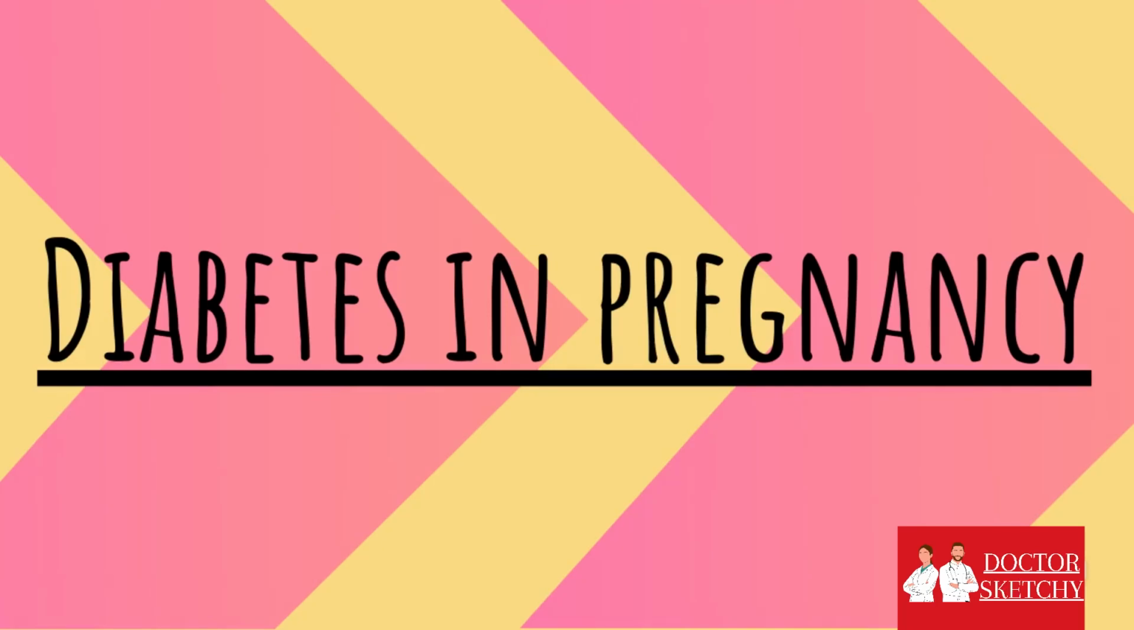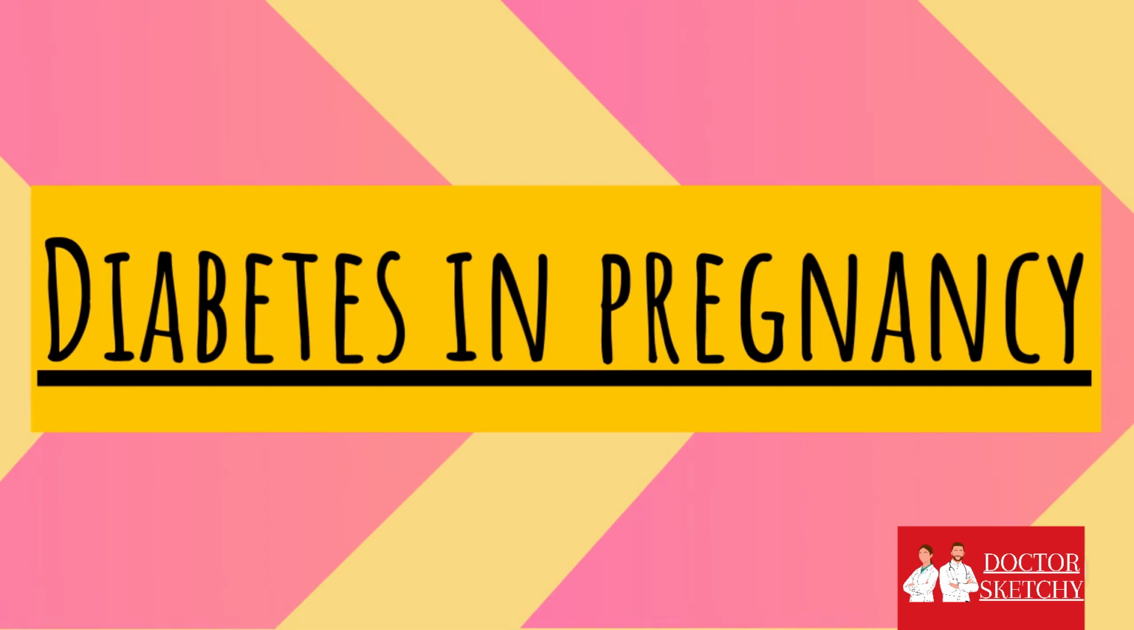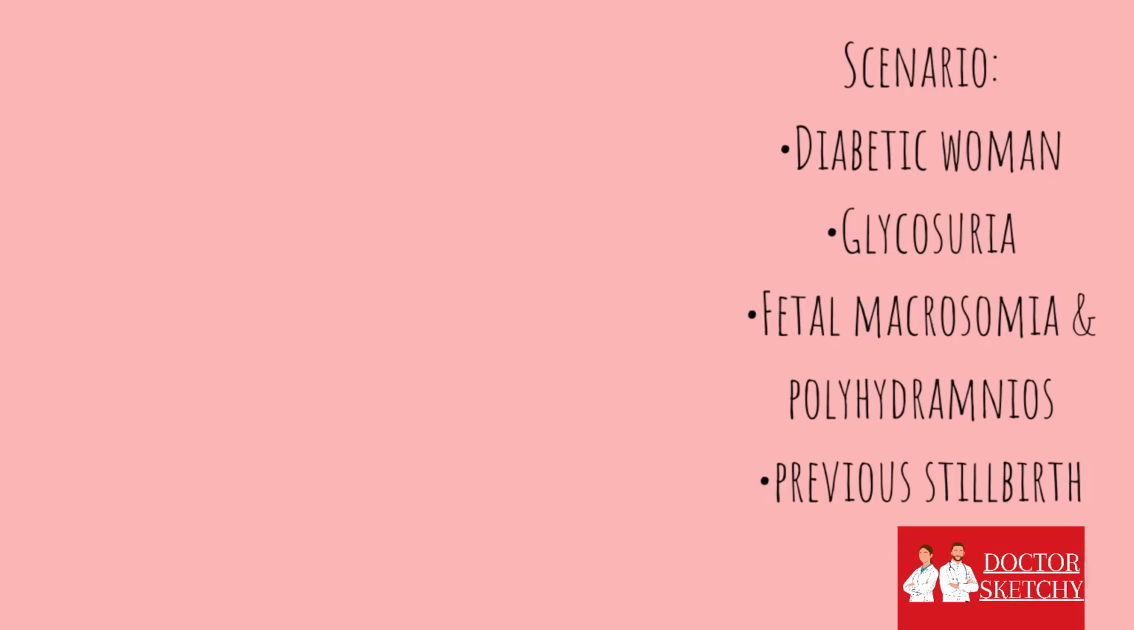Our today's topic is diabetes mellitus in pregnancy. Let's focus on the scenario first. They might mention a diabetic woman or an episode of glycosuria in the mother, or in the fetus they might mention fetal macrosomia or polyhydramnios. They can also give the history of a previous stillbirth. All these points will direct you towards a diabetes scenario.